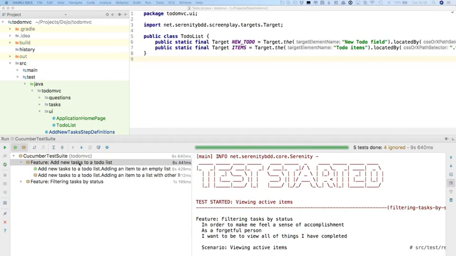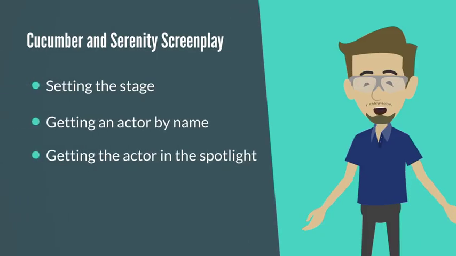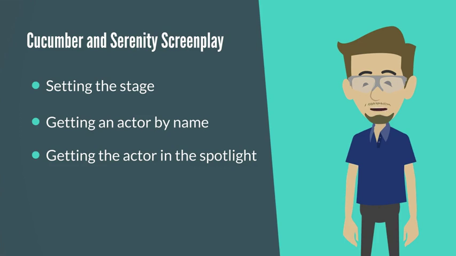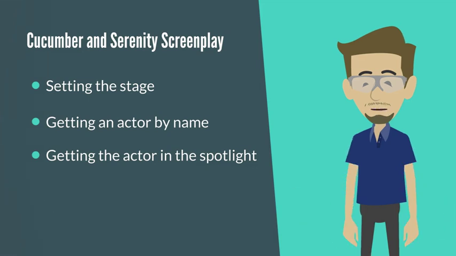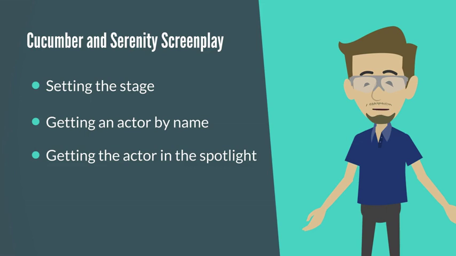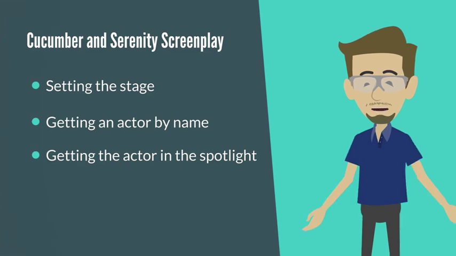And there we have it, our scenario passes. So now you've seen how to use Cucumber with Serenity Screenplay. There really isn't that much to it. You need to set the stage using the OnStage class, and by providing a cast of actors for your scenario, there's a built-in one for web tests. And once you've done this, in any step definition, you can get an actor by name, or you can get the current actor who is in the spotlight, which is the most recent actor that you've referred to by name.